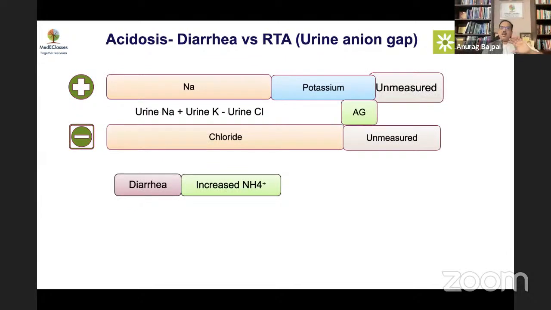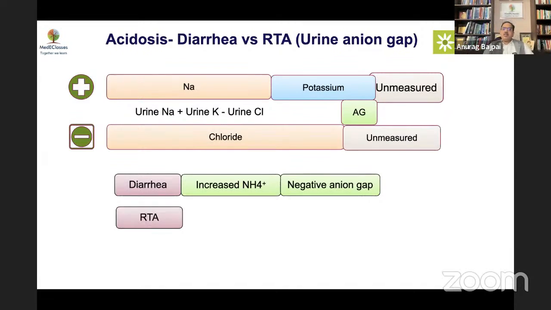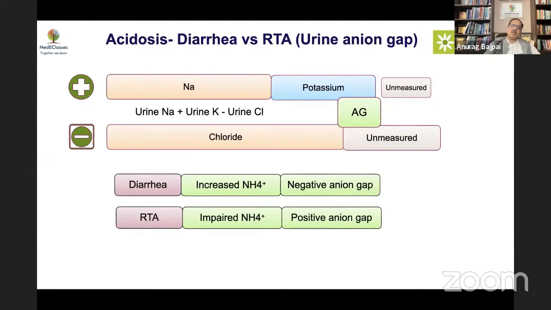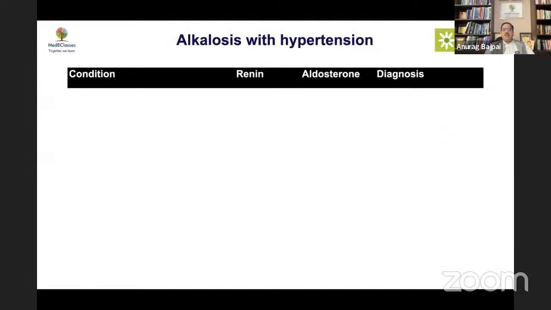And in this scenario, the anion gap will be reversed. You will have a negative anion gap. So a normal compensatory response to acidosis is to try to excrete the ammonium in the urine, causing a negative anion gap. However, if you have a problem in the tubule itself, this ammonium production is defective, so you will have a positive anion gap or an increased anion gap in that scenario. So a negative anion gap in somebody who has got hypokalemia and acidosis suggests diarrhea, while a positive anion gap in the setting will suggest the possibility of a renal tubular acidosis in that regard.